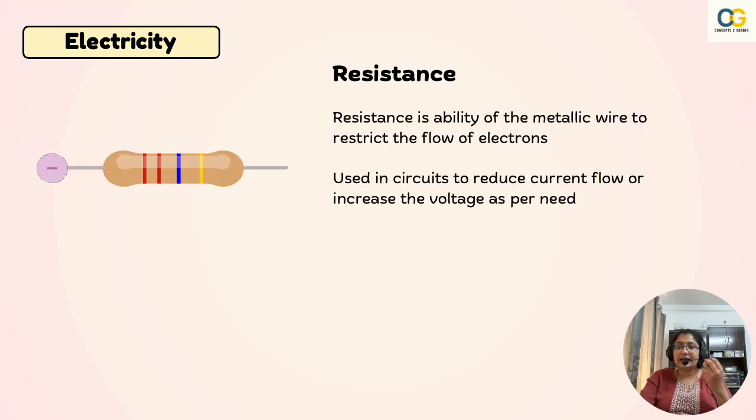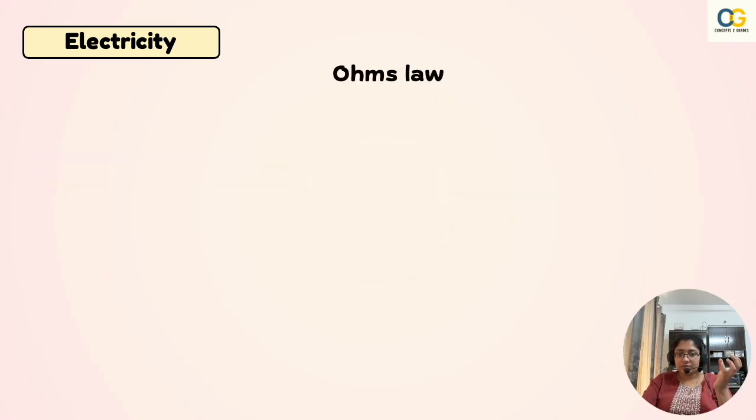So it is the basic ability of the metallic wire. It's essentially a wire wound in different ways to form different levels of resistance. So it's the ability of the wire to restrict the flow of electrons, and it is used in circuits to reduce the current flow. Coming to Ohm's law.